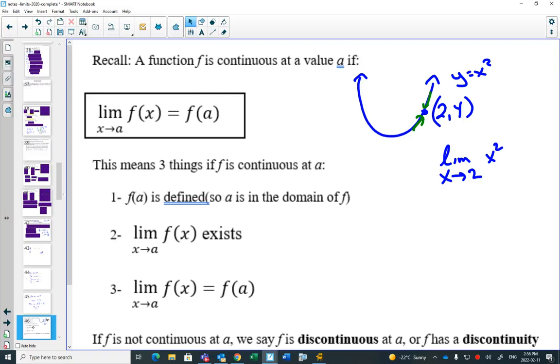So if something is continuous at a point A, that means that that value is defined. It's not a non-permissible value. Okay? The limit exists always. And the limit is exactly the same as the value.